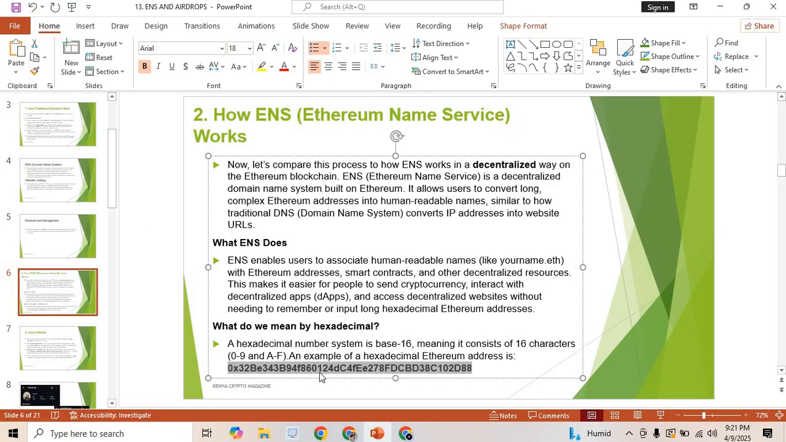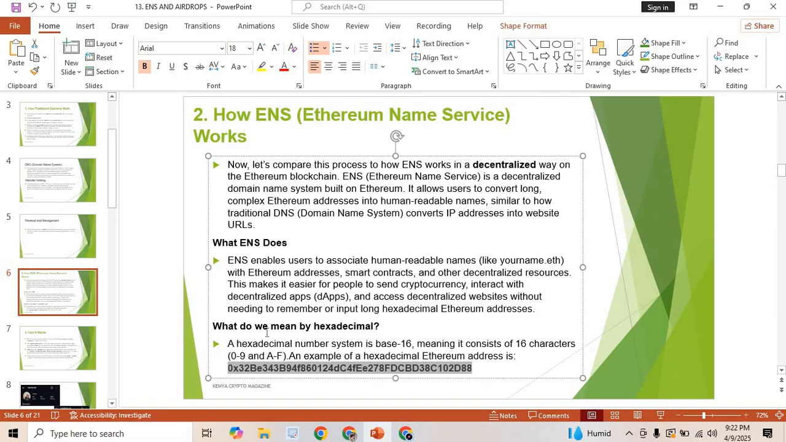me crypto. Remember, having all these numbers, a number of things can happen. You can misname this one, send it like that. You can miss a number or a letter because it's a lot of numbers and letters. So in short, ENS replaces all this with a simple name that is easier for people to understand, to send me cryptocurrency, to interact with decentralized applications, and access decentralized websites without needing to remember or input a long hexadecimal Ethereum address.